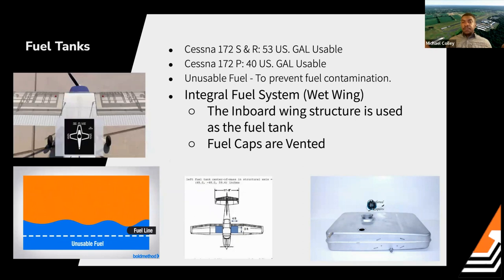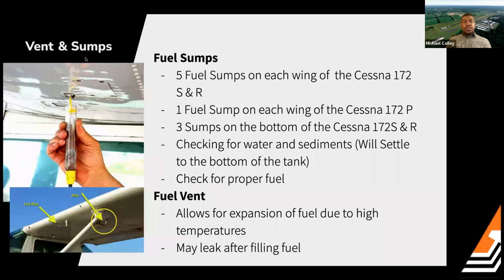All right, continuing through to the vent and sump. So underneath the fuel tanks, we have fuel sumps, five sumps on each wing of the S and the R model, and then one fuel sump on each wing of the Cessna 172P. We have three fuel sumps on the bottom of the Cessna 172S and the R models as well, and we'll talk about the different locations. And then in the P model, we have a fuel strainer that you can access through the port where you check the oil or the oil cap underneath there.